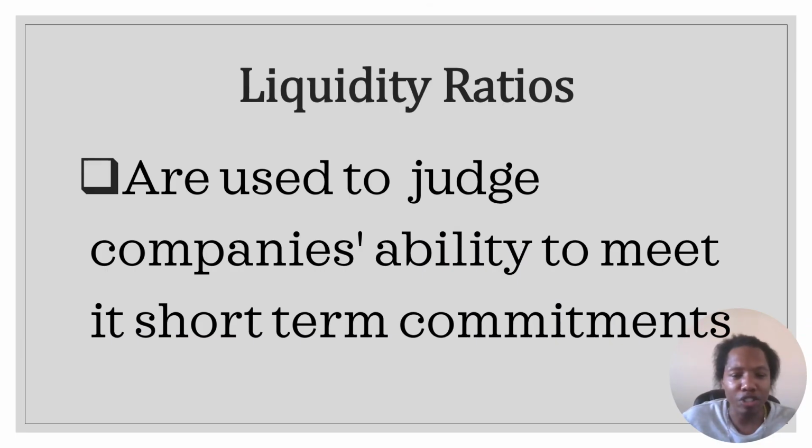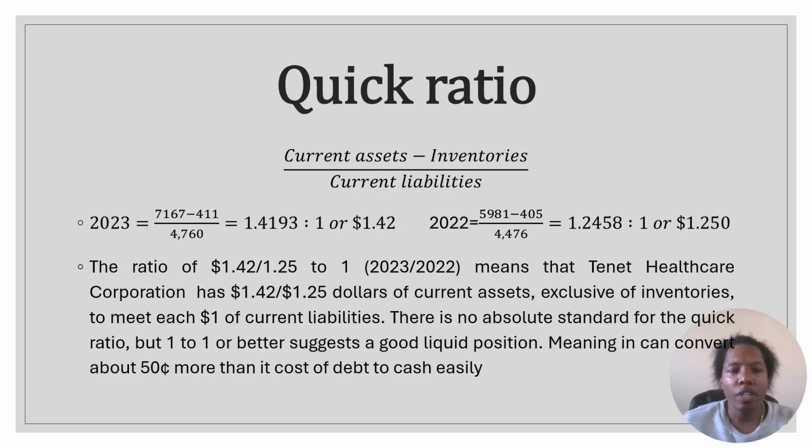Liquidity ratios are used to judge a company's ability to meet its short-term commitments. Quick ratio: current assets subtract inventories, divided by current liabilities. 2023: 1.4193 to 1, or $1.42. 2022: 1.2458 to 1, or $1.25.